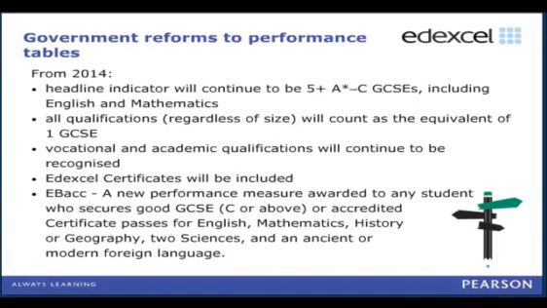From 2014, the headline indicator will continue to be 5 or more A* to C GCSEs, including English and Maths. All qualifications will count as the equivalent of 1 GCSE regardless of their size, so that's another big change. Vocational and academic qualifications will continue to be recognised. Edexcel certificates will be included.